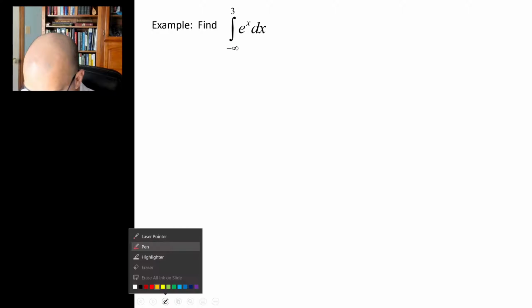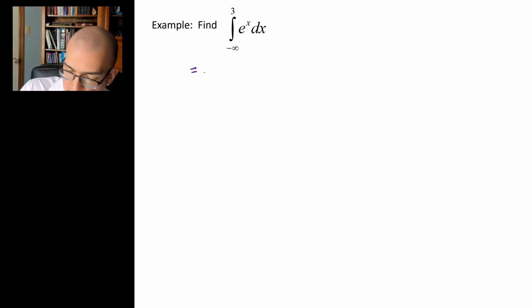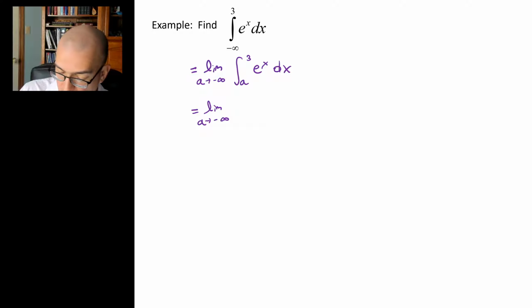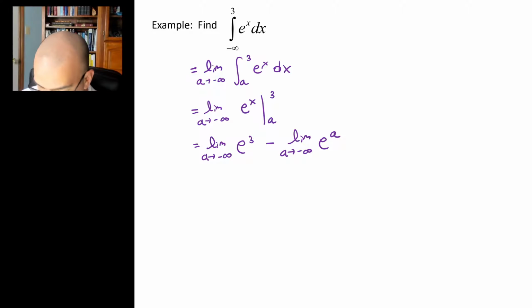Okay, another example. I'm going to do the first very formal step. This time the lower bound is minus infinity, so I'm going to take a limit as a approaches minus infinity of the integral from a to 3 of e to the x dx. We don't need a substitution. Antiderivative of e to the x is just e to the x, and we're going to evaluate that from a to 3. So we'll have the limit as a approaches minus infinity of e to the 3 minus the limit as a approaches minus infinity of e to the a.